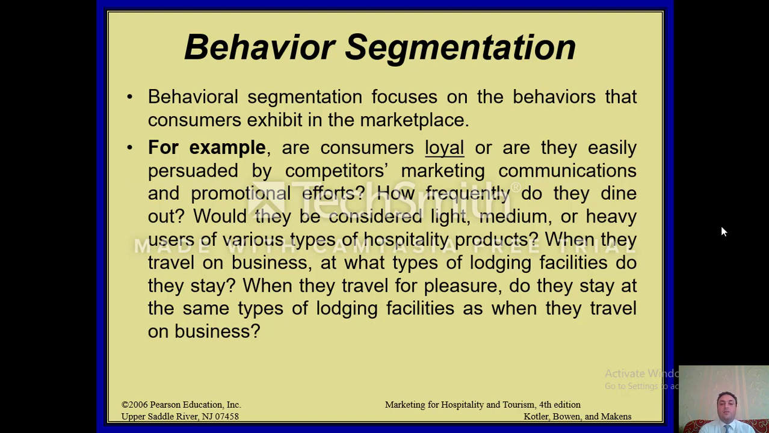For example, are the consumers loyal to my product, or are they easily persuaded by competitors, marketing, communications, and advertising and promotions, and so on? Or how frequently do they have dinner out? Would they be considered light or medium or heavy users of the various types of hospitality products? When they travel on business, at what types of lodging facilities do they stay? When they travel for pleasure, do they stay at the same type of lodging facilities as when they travel on business?